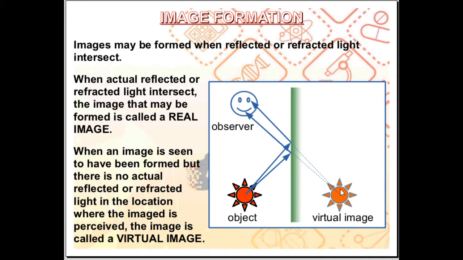But note that the reflected light is here at this point in front of the reflecting surface. But the image is located here, behind or even inside the reflecting surface. So there's no actual light here, and yet there is still an image formed here. This is a virtual image. So you have real image and virtual image. Be able to tell one from the other.